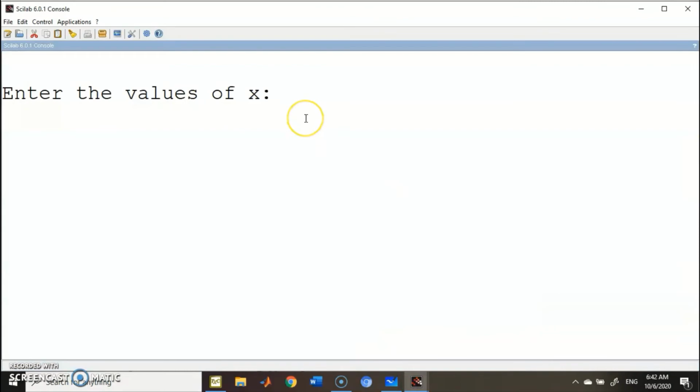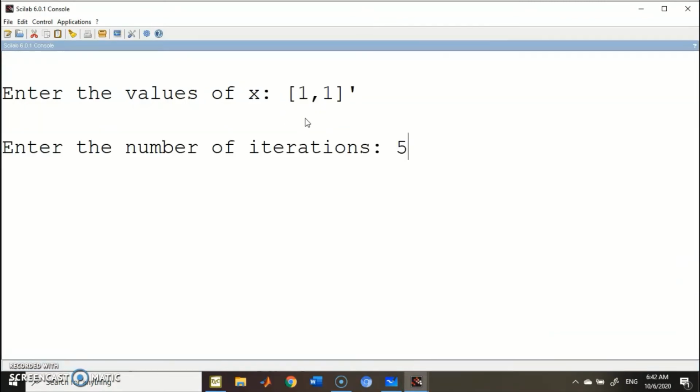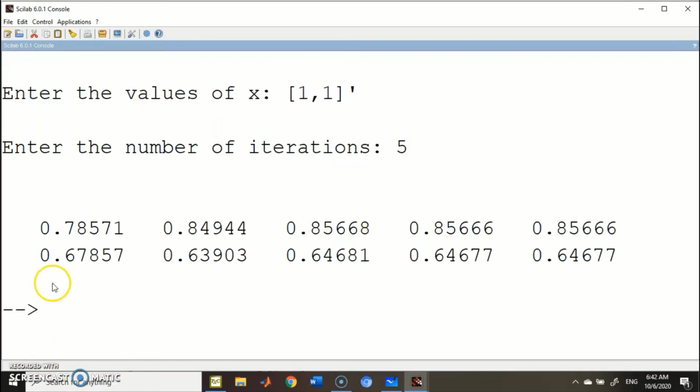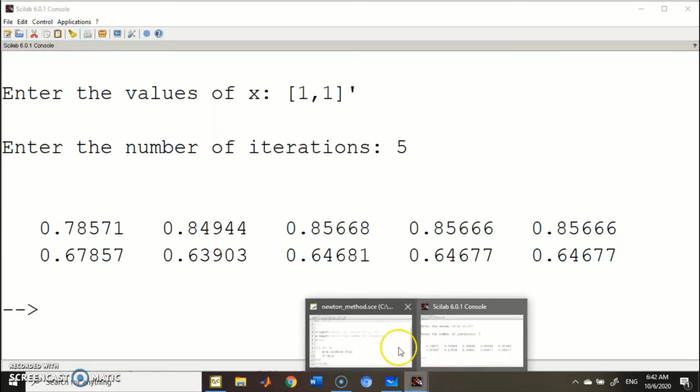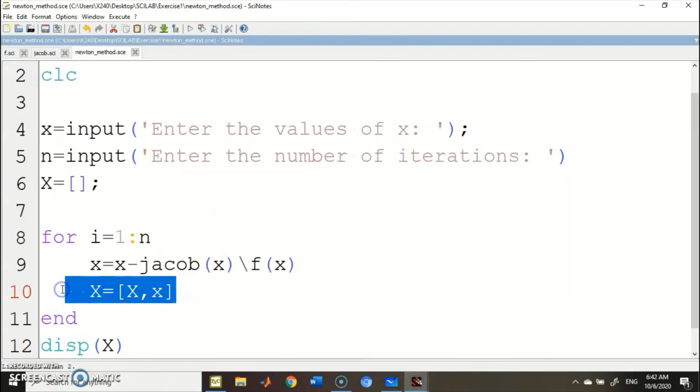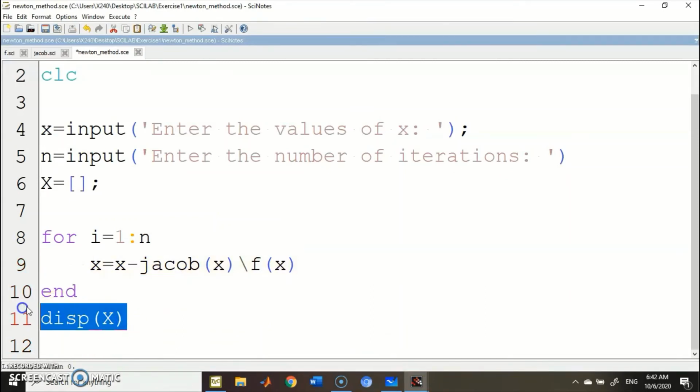Okay, enter the values of x. So I have this one, number of iterations, 5. There you go. See that? So I have the first iteration, second iteration, third iteration, fourth iteration, and 5th iteration. But this is not good. You want to make sure the x value is in one column and the y value in another column. So this is when I remove all this and introduce you to printf.